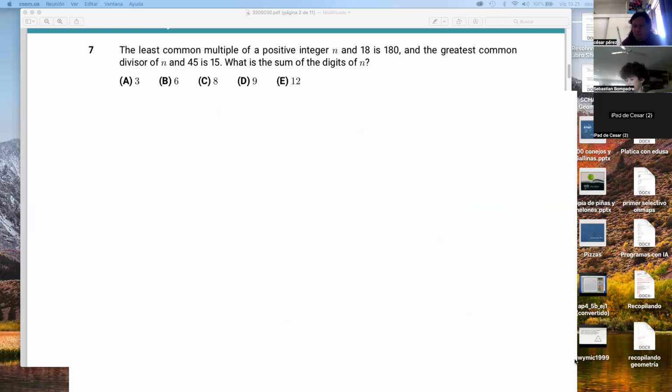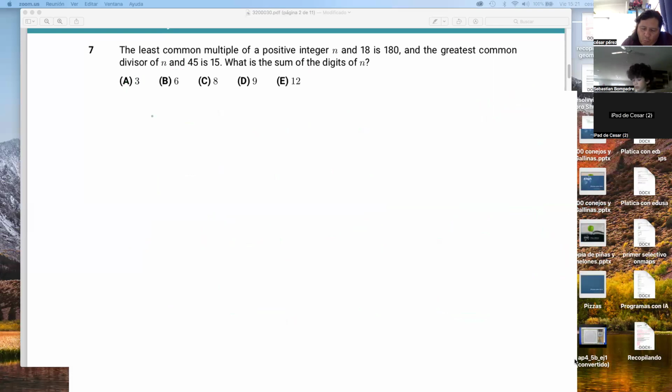We are going to use some notation. We will use a vertical line to say that some number divides another one. For example, 2 divides 80. Esta línea vertical se le divide a 2 divides 80. Okay.